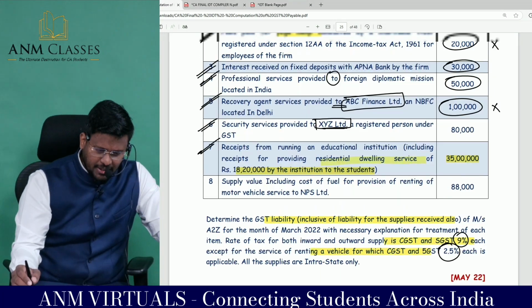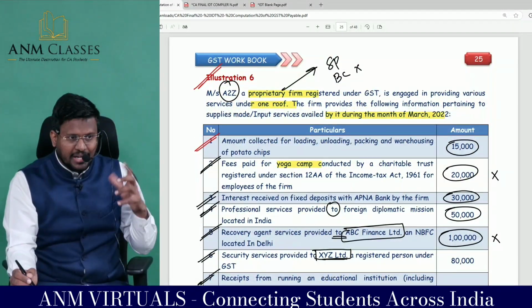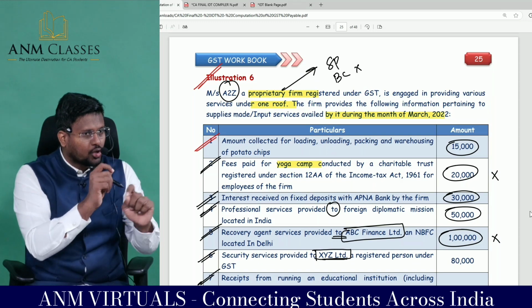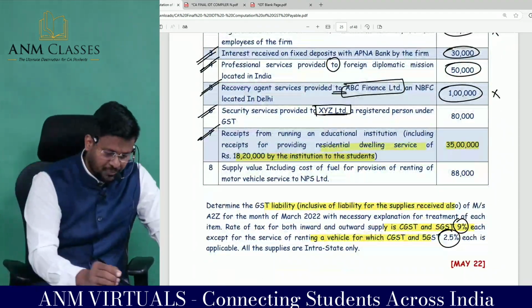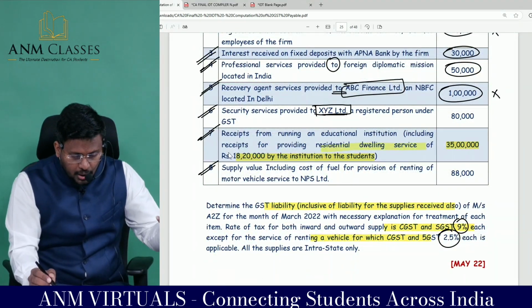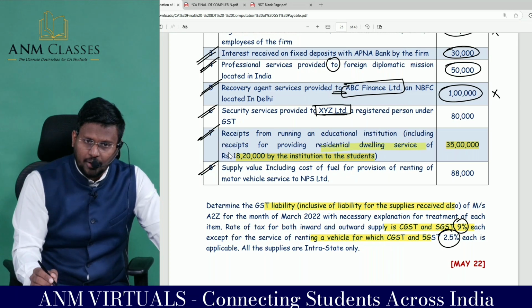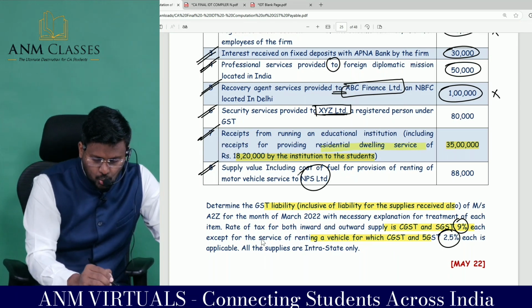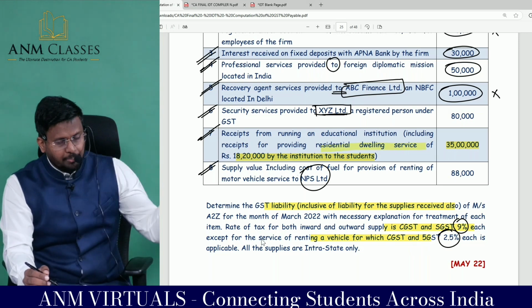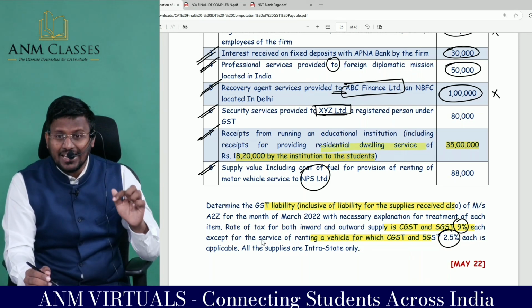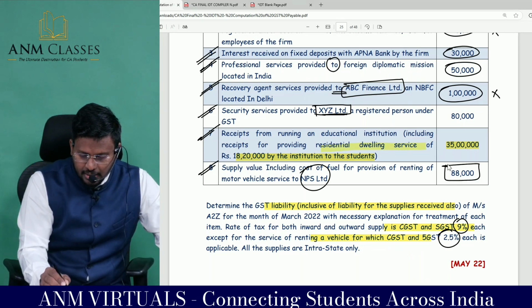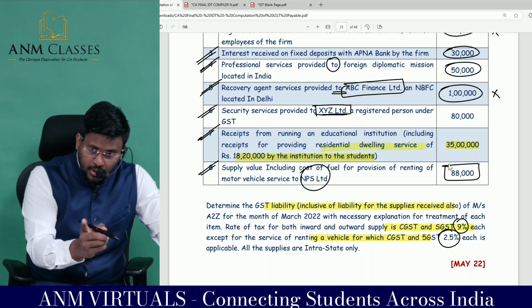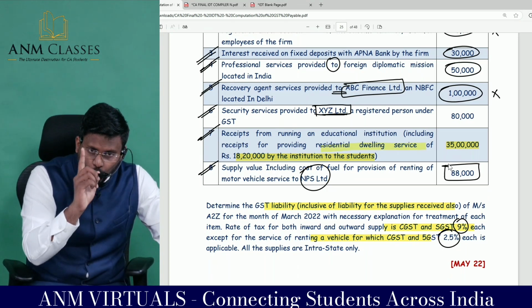Sir, this question is particularly from the exemption. Fantastic question. They are picking a lot of exemption areas from A to Z. Supply value including cost of fuel. Fantastic. For provision of renting of motor vehicle services to NPS Limited. So to a company, they have given the renting of motor vehicle, 88,000. Supply value including cost of fuel.